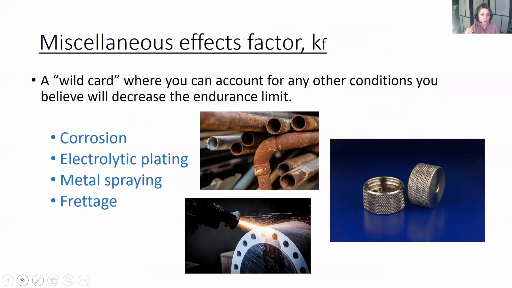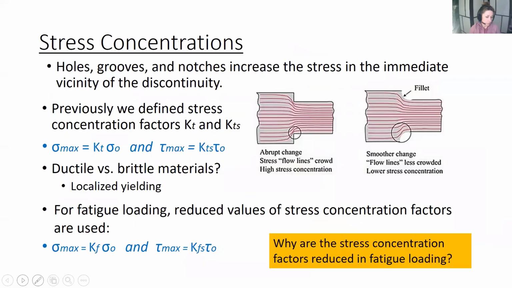So corrosion, electrolytic plating, or metal spray. Some of these things are used because they do increase corrosion resistance, but they can reduce the fatigue strength, or fretting. So anything that's putting little bumps or grooves, because fatigue failure happens at cracks. So when we have a bumpy surface, cracks are more likely to happen.